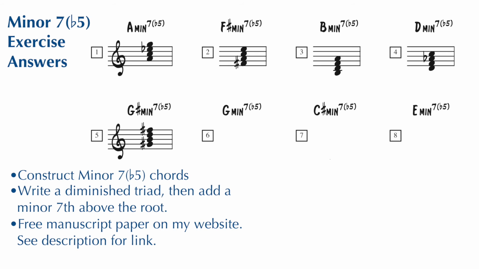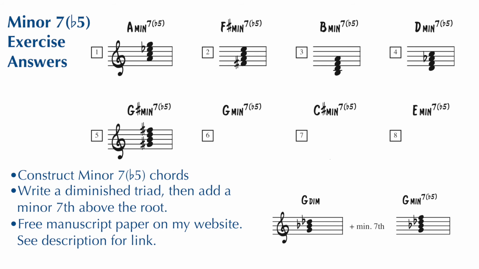Number 6, G minor 7 flat 5. So construct a G diminished triad. G, B flat, D flat. Then we add a minor 7th above the root of the chord. The root of the chord is G. Minor 7th above that is F. Stack them all up and we have G, B flat, D flat, F. G minor 7 flat 5.